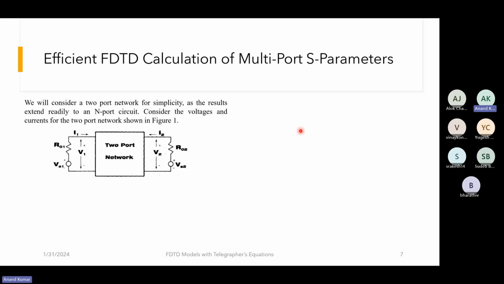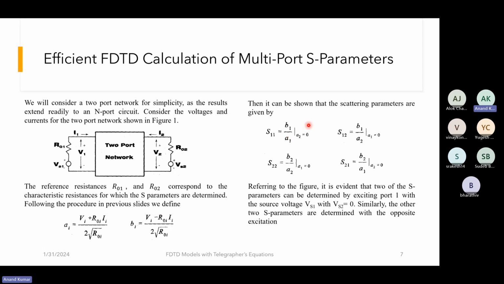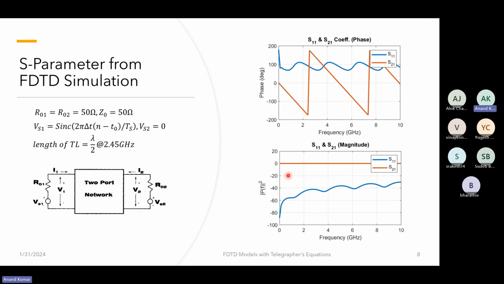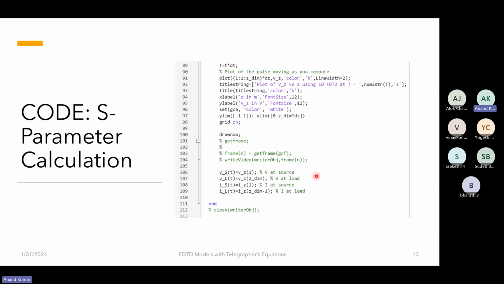So any questions from the previous class on modeling of S parameters? Where we had the two-port network and we introduced a source and a source resistance at either port, and calculated the auxiliary parameters, the A and B, the power waves, and then we calculated the S parameters from the A and B. And we looked at these results and we had looked at the code as well.